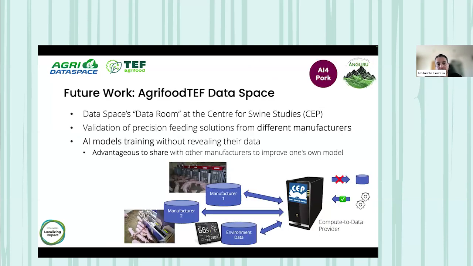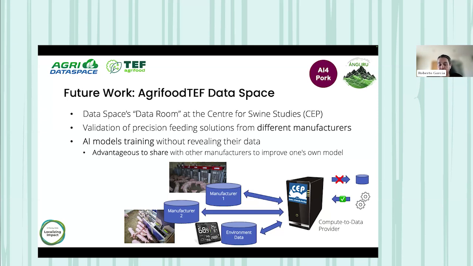Also, we're exploring, in the context of a project that we're conducting right now, that based on this sovereignty, we can even make different manufacturers of these feeding machines share the data among them, for instance, to train artificial intelligence models, because they are going to be better if trained over more data. But at the same time, we can guarantee to them that no one is seeing the data generated by the others, and that they remain in control over the data.